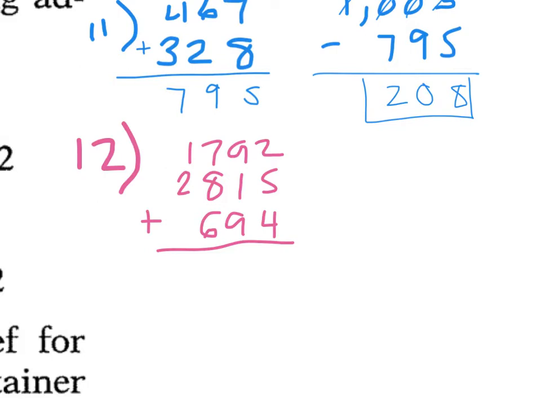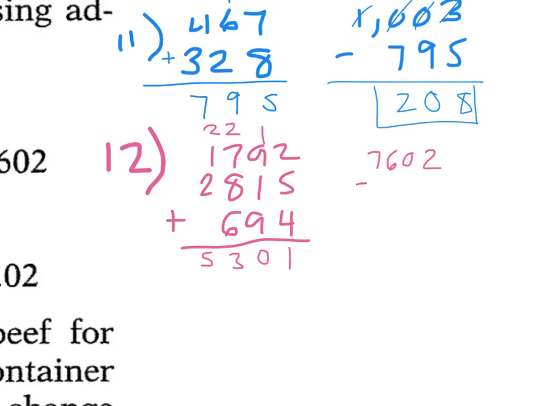So 2 plus 5 plus 4 is 11. 1 plus 9 plus 1 plus 9 is 20. 7 plus 8 plus 6. 7 plus 8 is 15. Plus 6 is 21. Plus 2 is 23. And then 2 plus 1 plus 2 is 5. So I have 5,301 that I'm subtracting now from 7,602.